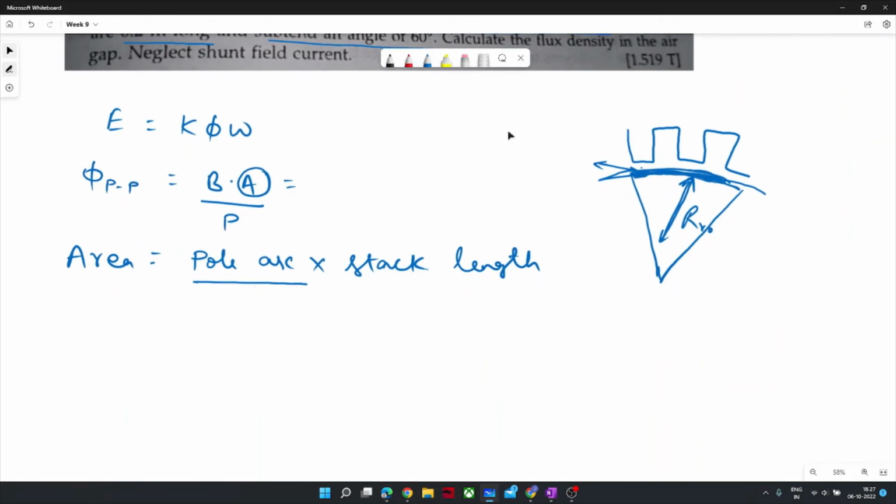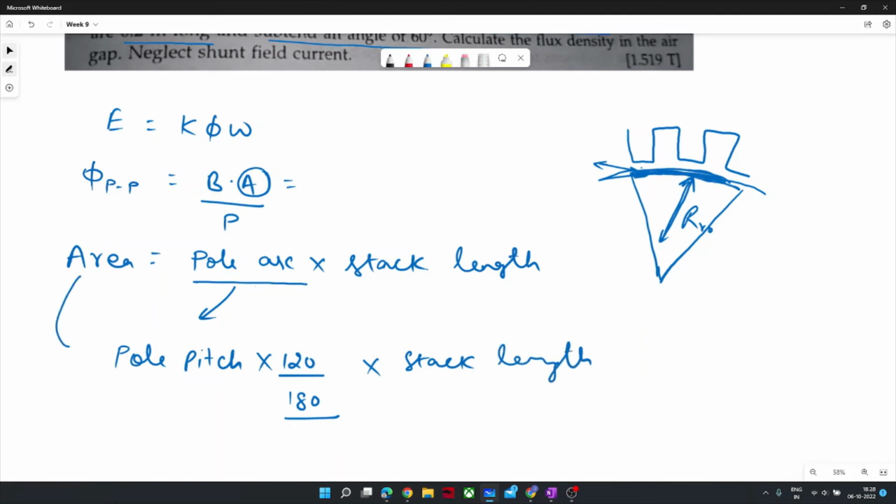To compute this area, you can write pole pitch into 120 degree by 180 degree. Why? 180 degree will always be there. This is pole pitch, and you are using 120 degree out of 180 degree to make the pole. So that will be your pole arc, and the stack length is already there. So this formula, the active area, is modified to this formula, right?